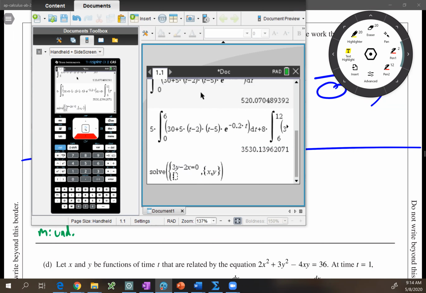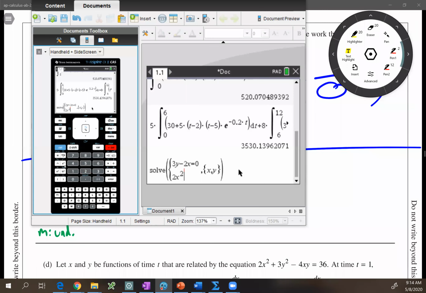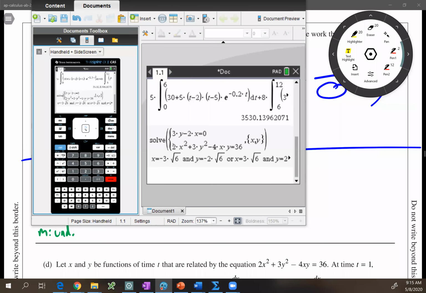And the second one was our original 2x squared plus 3y squared. And then be very careful on your calculator. You cannot type in 4xy. I need us to remember that. We cannot type in 4xy. It treats that as one variable. You have to do minus 4x times y. Anytime we have an x and a y, we need to do times y, or we'll get it wrong. Equals 36.